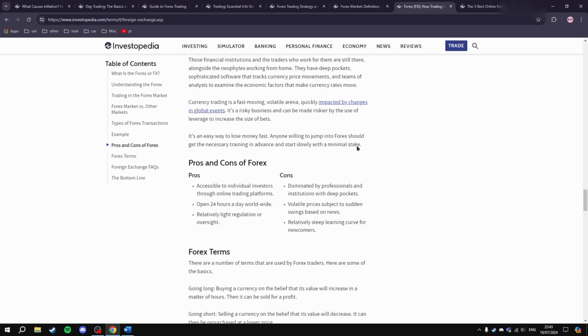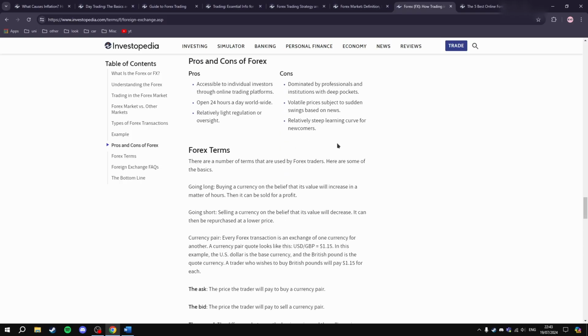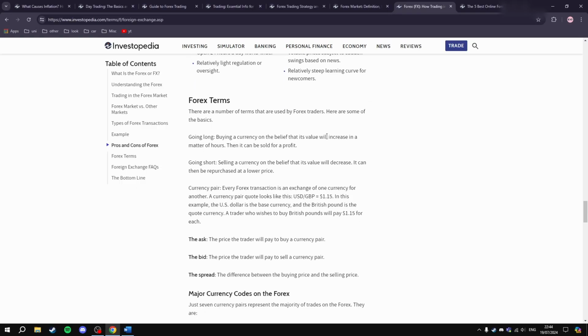Pros and cons of Forex. Pros: accessible to individual investors through online trading platforms, open 24 hours a day worldwide, relatively light regulation or oversight. Cons: dominated by professionals and institutions with deep pockets, volatile prices subject to sudden swings based on news, relatively steep learning curve for newcomers.